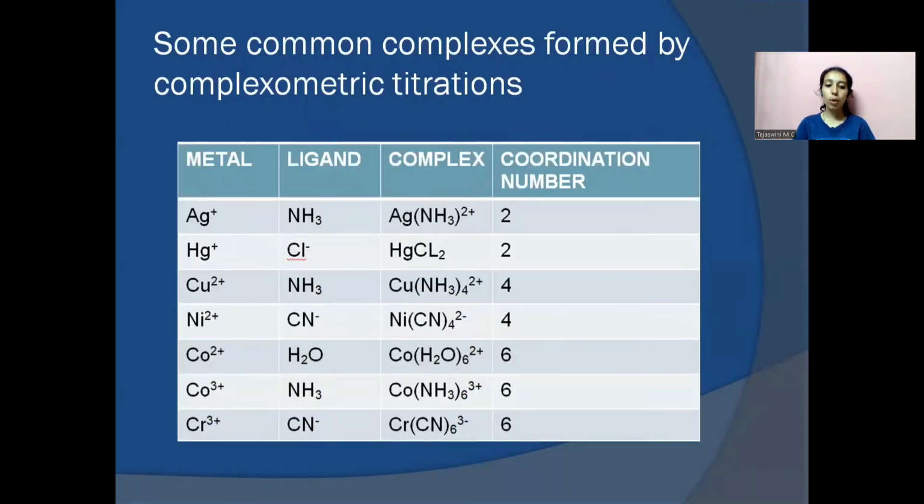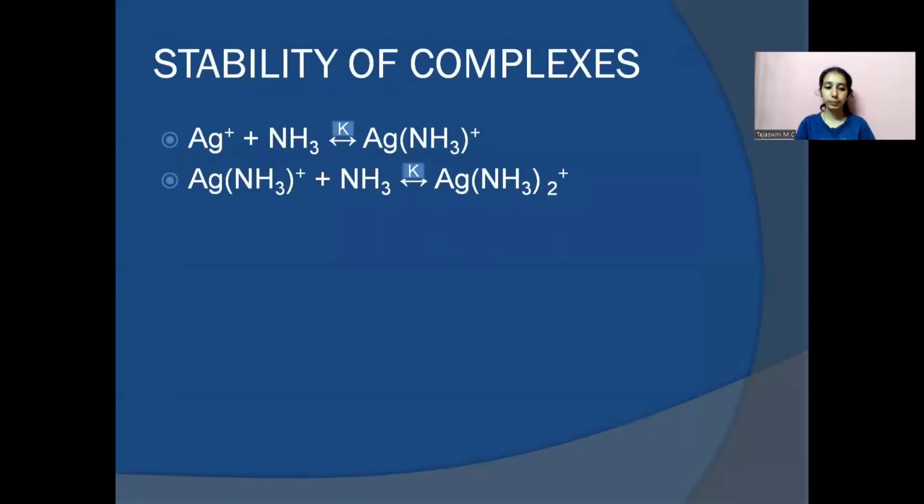These are some of the common complexes formed by complexometric titrations. To understand the stability of complexes, let us consider an example. In these two reactions, K1 and K2 are called stepwise formation constants. If we multiply both K1 and K2, then it is called the overall formation constant.